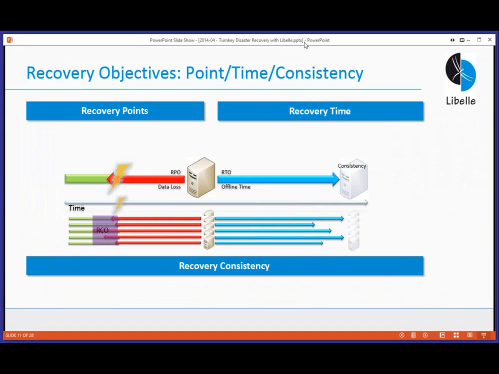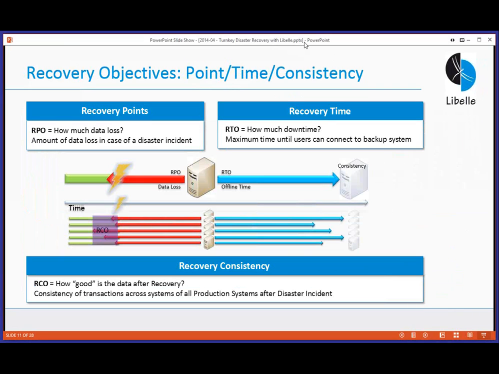Our main objectives of setting up a disaster recovery project is to minimize recovery points, minimize recovery times, and give you optimal recovery consistency. So behind those points are how much data would you lose in case of a disaster. And again, disaster recovery, no matter how you set it up, there always is going to be a certain amount of data loss. What we want to do is we want to minimize it.